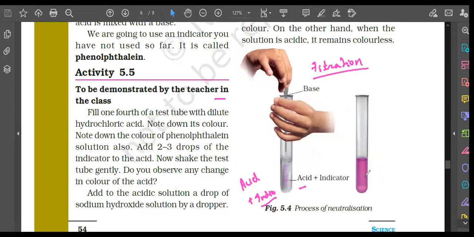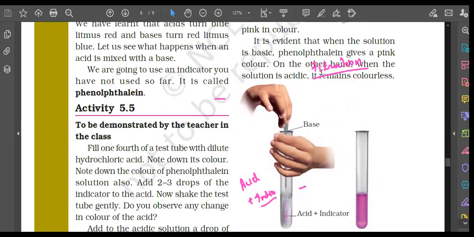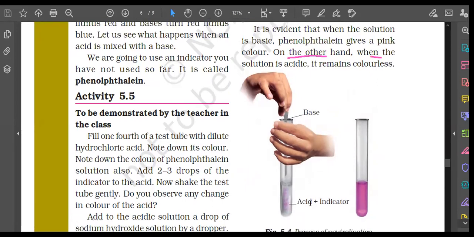Now start adding base one by one, drop by drop. Now the indicator used here is phenolphthalein, I guess, that's why the color is different. So the indicator here is phenolphthalein, got it? Because it is colorless. When we have a mixture of acid plus indicator, it is colorless, because phenolphthalein is colorless in the presence of acid. Yes or no?